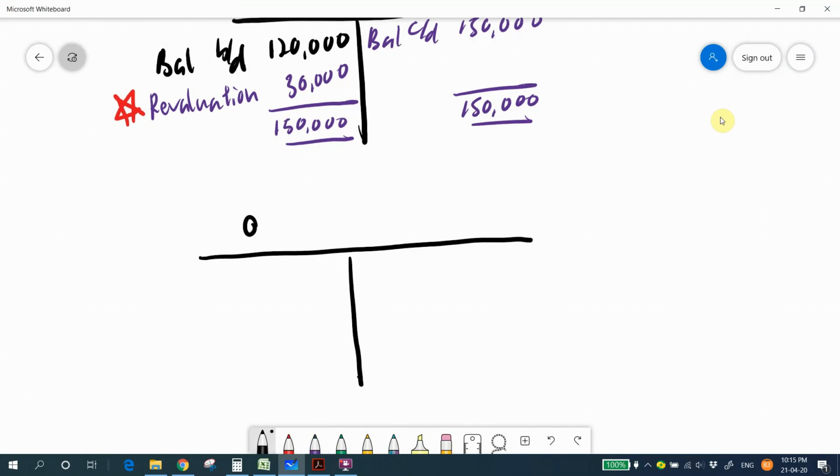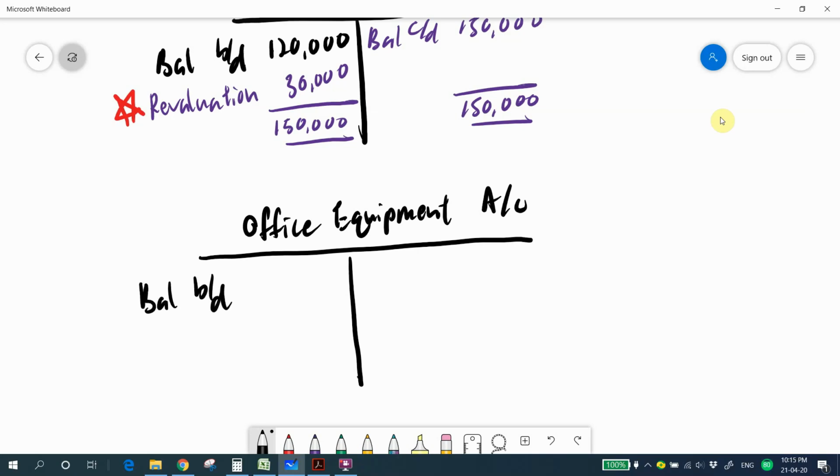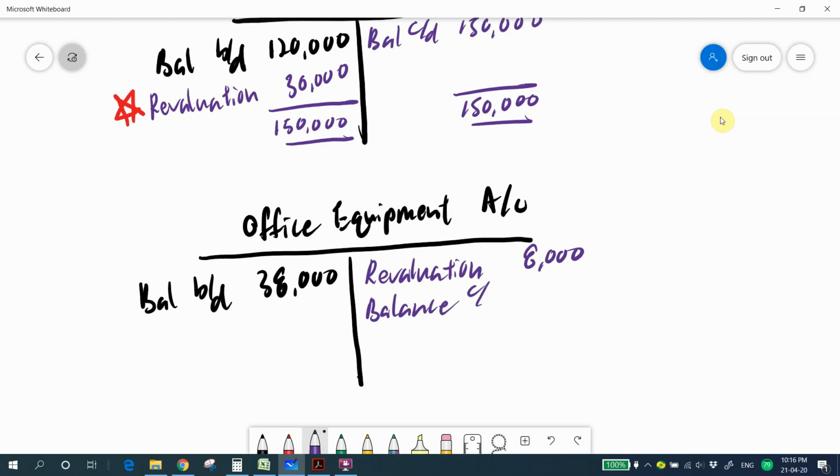So this is the office equipment account. The opening balance is 38,000 because it's an asset, so the brought down amount is on the debit side. So we know that the value decreased by 8,000. So we record a revaluation here, 8,000, and the adjusted balance c/d becomes 30,000.